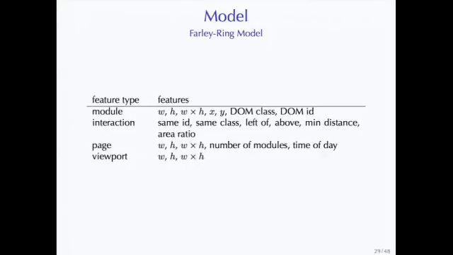Then we have page level features, which again are just properties of the page. So how big is the page? How many results are there on the page? Time of day. And then finally, one that's sort of important, which is the viewport. So what's the thing actually on the page? Right? If the viewport only captures results 1 through 4, transitions down to 10 are very, very unlikely.